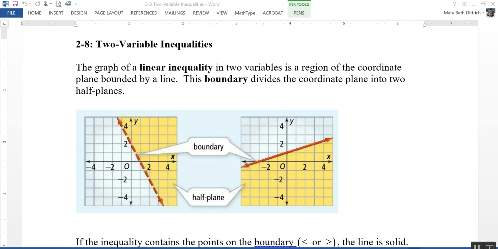Section 2.8 is on two variable inequalities. The graph of a linear inequality in two variables is a region of the coordinate plane bounded by a line. This boundary divides the coordinate plane into two half planes. So as you can see here in these two graphs, in this case the dashed line on the left and the solid line on the right, that's the boundary. And then each side of that line is considered a half of a plane.